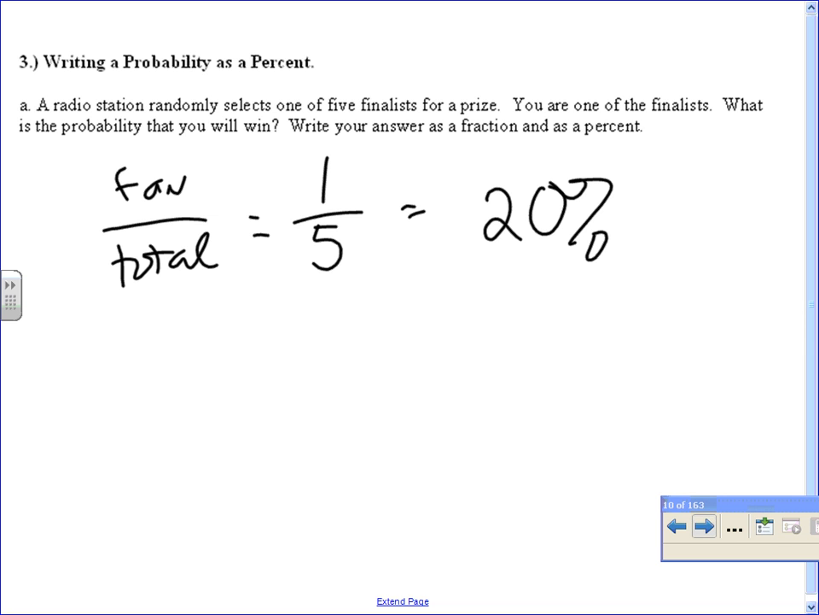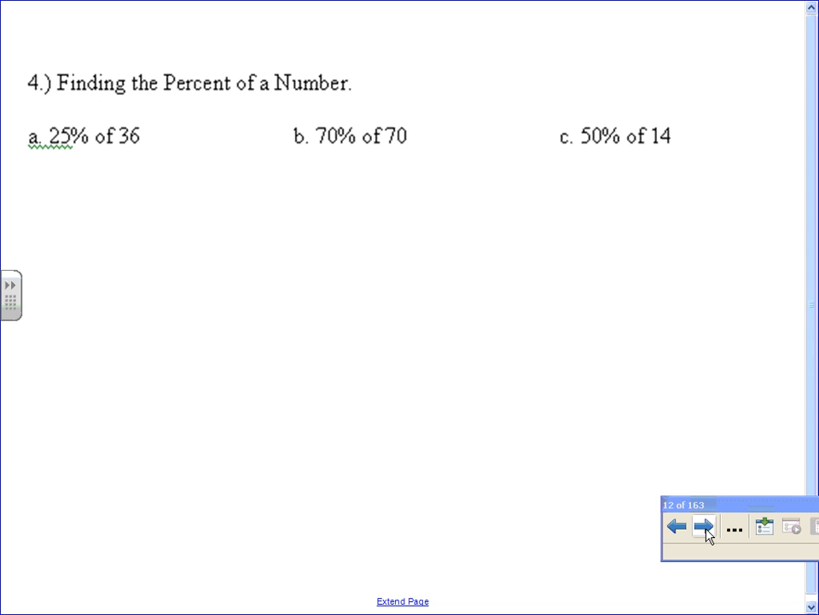All right, so example 4, the reason I want to go through some of these with you is finding the percent of a number. If you see the word of in math, what does that mean? Doug? Good, multiply. So we have here for letter A, 25% of 36. What's one way that I could explain this to you? Annalise, what's one way? Okay, so one method is 0.25 times 36.